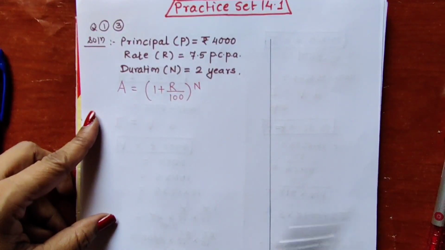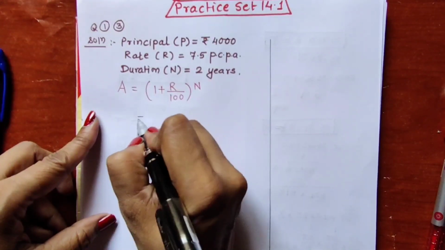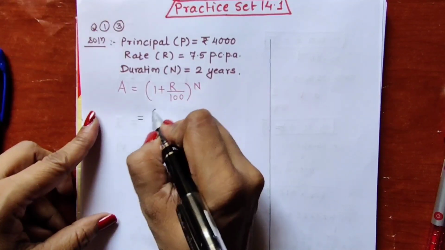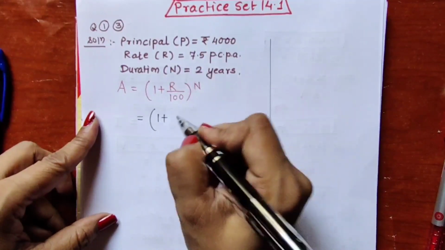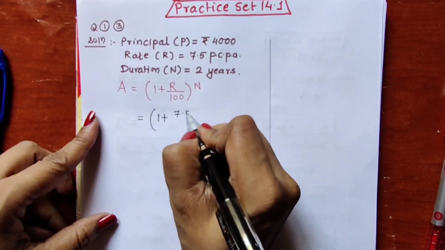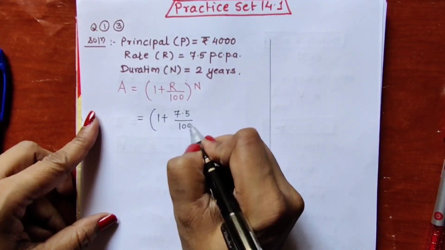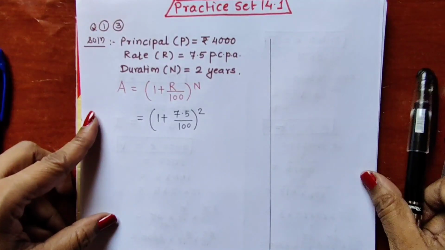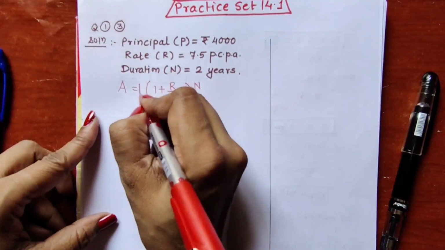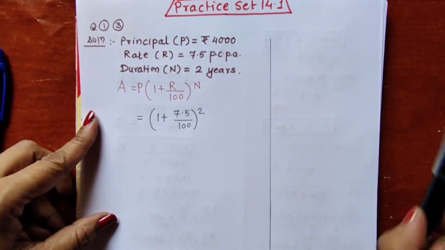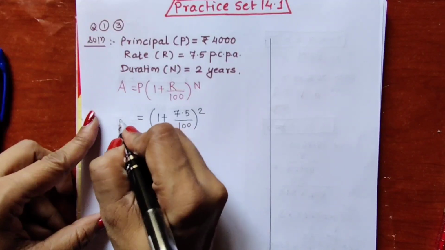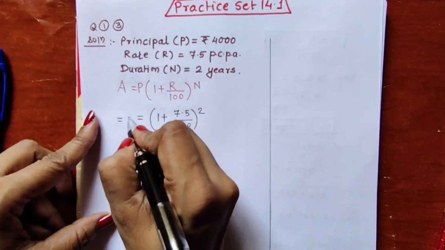Now we will put the values. 1 plus R value is 7.5 upon 100 raised to N, which is 2 years. We forgot to write P here. So P into 1 plus R upon 100. So P value is 4000.